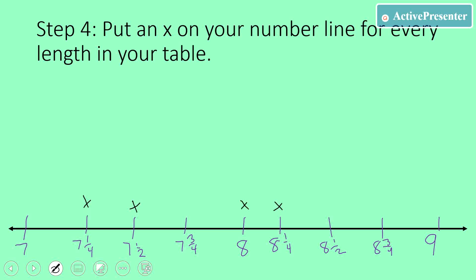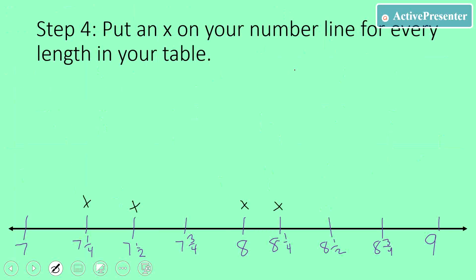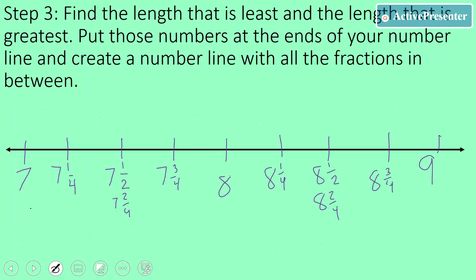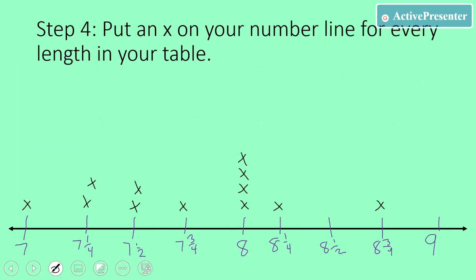And I just keep going through all of my numbers and putting X's for each one on my line plot. Pause the video and put in the X's for yours. So now I've finished putting in my X's for my line plot. Now let's do the next step. Make sure that you've put in all your X's for your line plot as well.